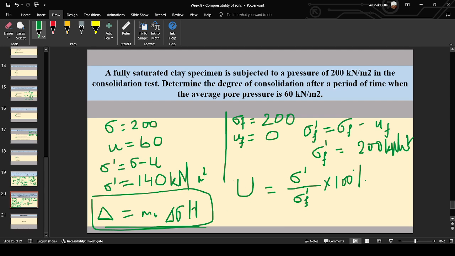Okay, so in this case, the degree of consolidation after a period of time will be equal to the effective stress at that point of time divided by the effective stress at the ultimate stage, into 100%. So all you have to do is 140 divided by 200 into 100 percentage, and we will get a value of 70 percentage. Okay. So this was the last question.